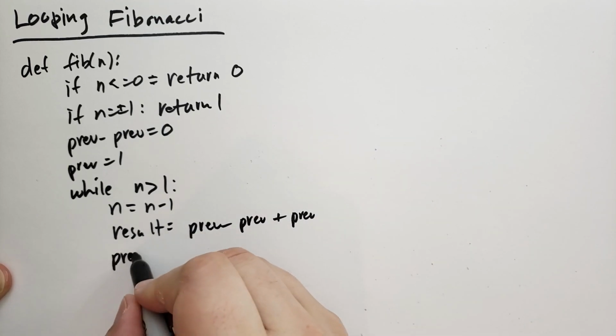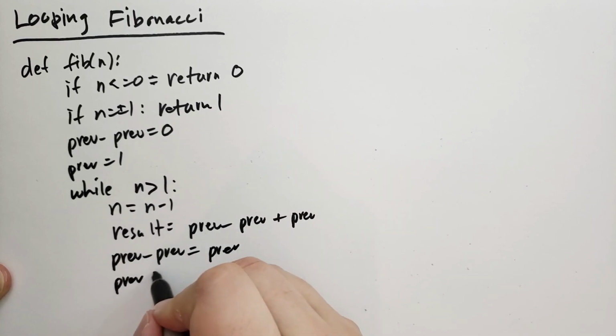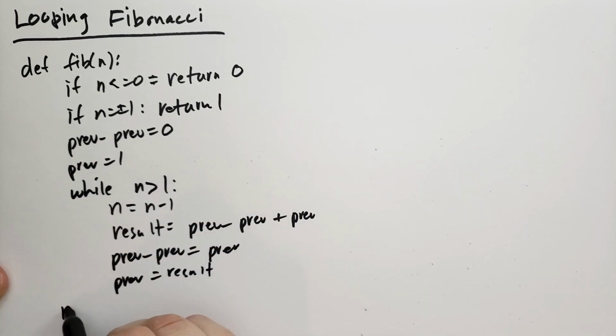Then we're going to rotate the values through. And previous is equal to the result. And when we've met that termination condition, we're just going to return the result.